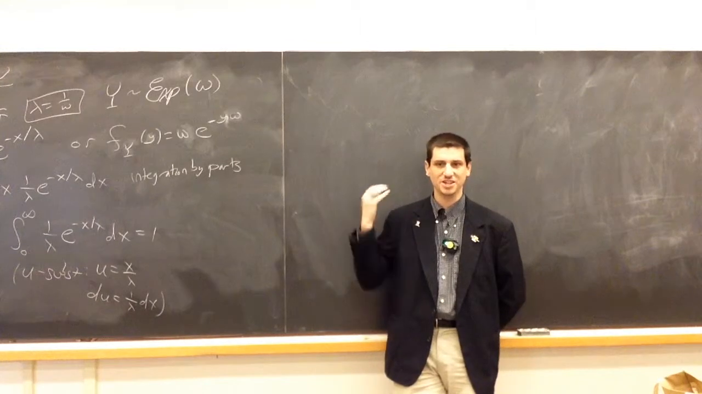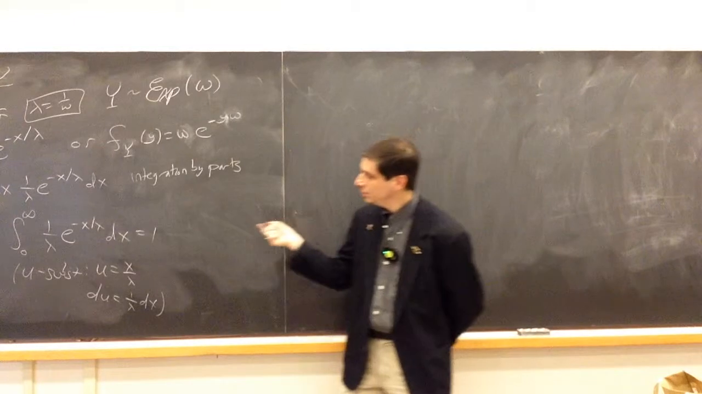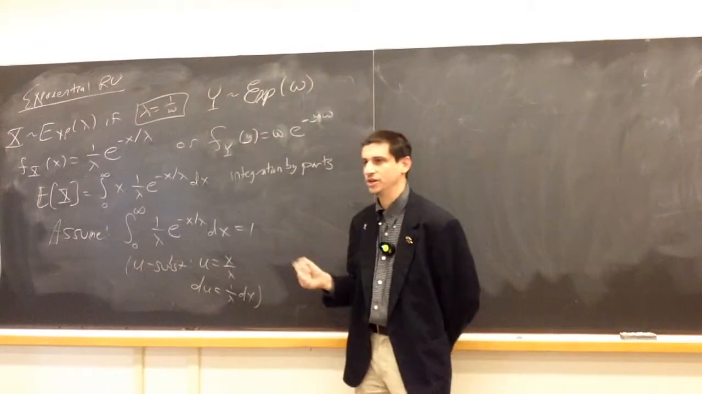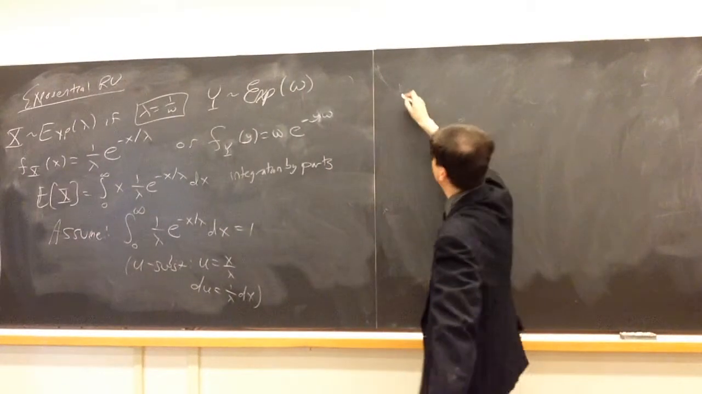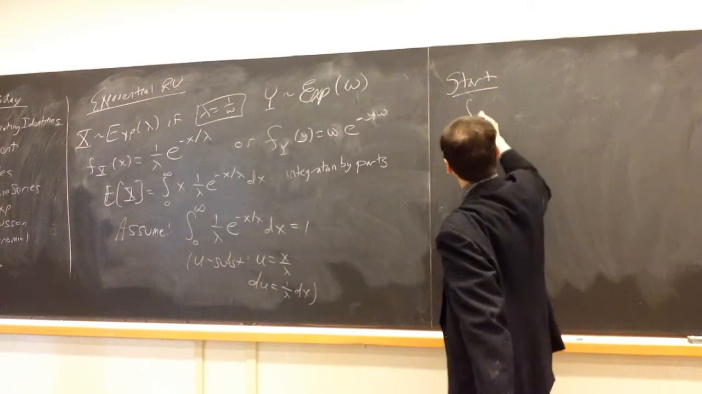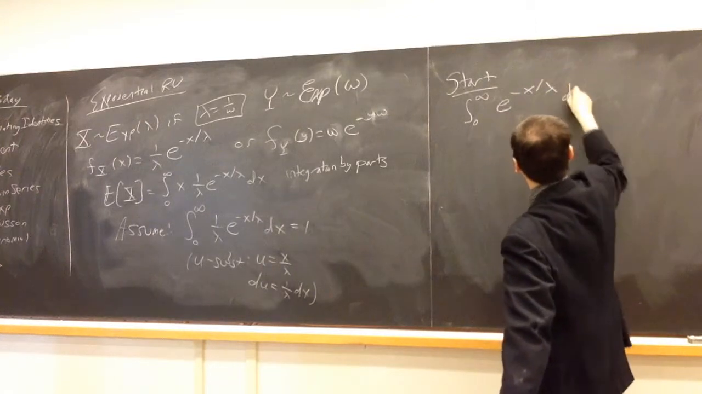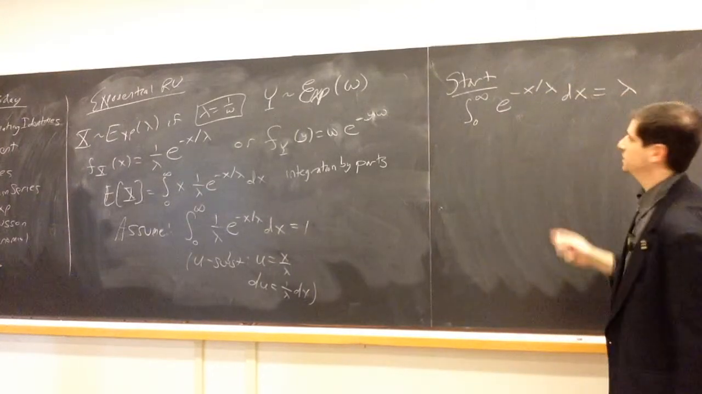If you're going to differentiate an identity, you need to start off with an identity. The identity we have is this expression. I'm going to move lambda over to the other side. So we're going to start with the following: the integral from 0 to infinity of e to the negative x over lambda dx equals lambda.